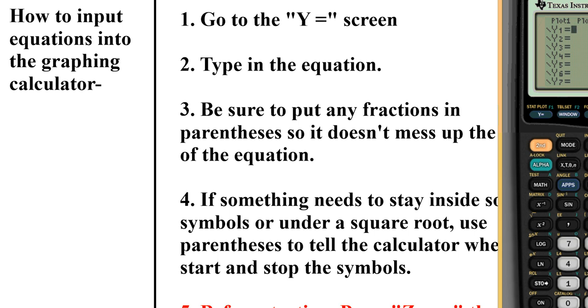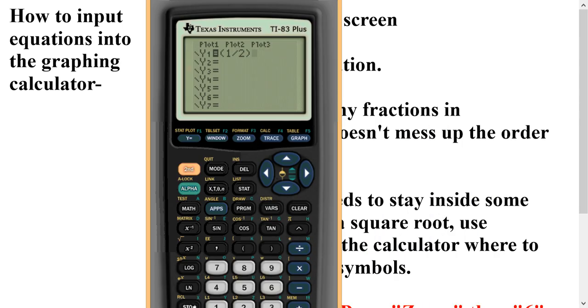Anytime you put in fractions, you need to put them in parentheses so it doesn't mess up the order of the equation or the way that it's operated. So for example, if I wanted to put in 1/2, I would put in parentheses and then I would do 1 divided by 2, like this.